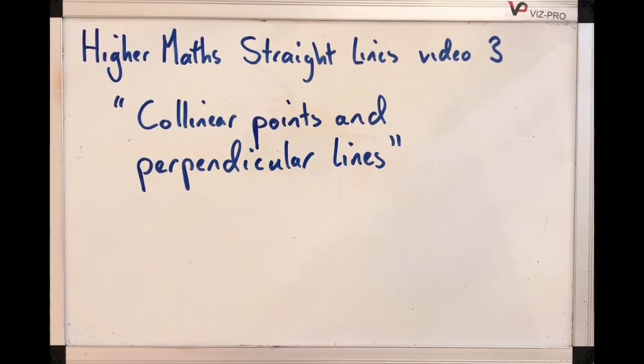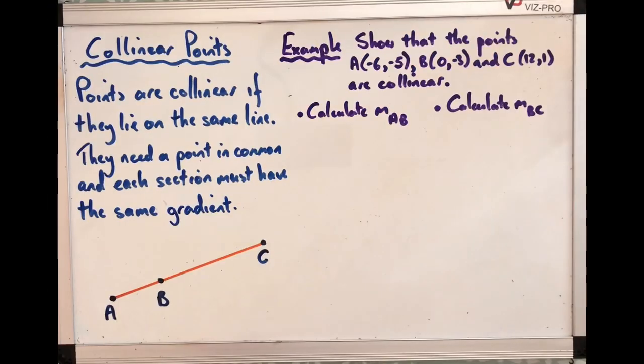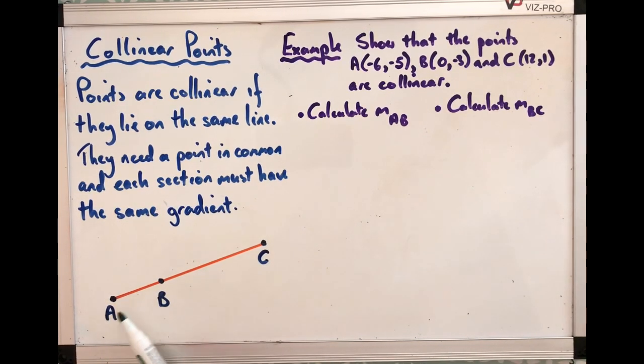In this third Higher Maths Straight Lines video, we're going to have a look at collinear points and perpendicular lines. Okay, let's look at collinear points first. Simply put, points are collinear if they lie on the same line. So A, B and C here are on the same line, so they're collinear.